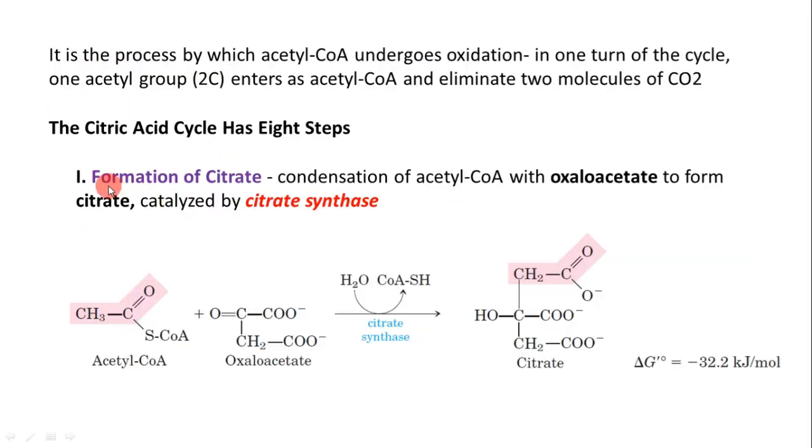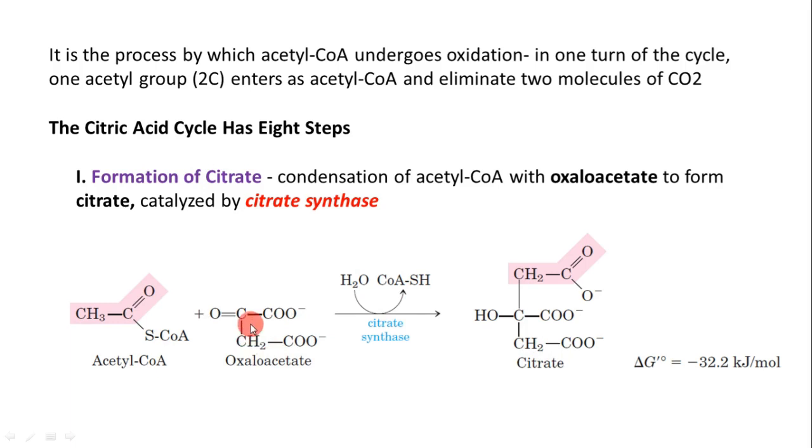The first step is the formation of citrate or citric acid. The condensation of acetyl coenzyme A with oxaloacetate forms citrate. Here the acetyl part of the acetyl coenzyme A condenses with the oxaloacetate. This is the oxaloacetic acid. And the coenzyme part of the acetyl coenzyme A is released. Also one water molecule is released. Then the oxaloacetic acid is converted into citrate or citric acid.